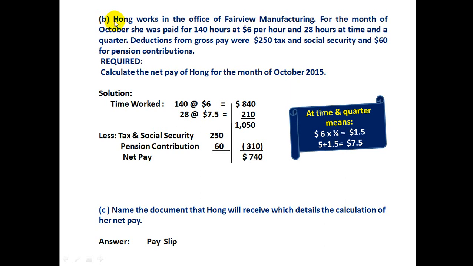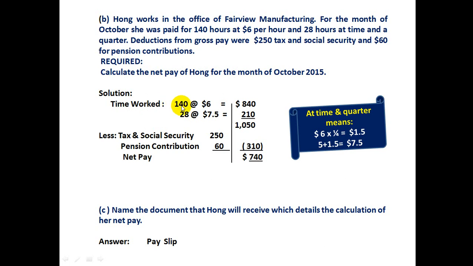Let's talk about the second requirement of the question. Hong works in the office of Fairview manufacturing. For the month of October, she was paid for 140 hours, $6 per hour, and for extra 28 hours she is paid at time and a quarter. Deductions from her salary are $250 tax and social security, $60 for pension contributions. You are required to calculate net pay for Miss Hong for the month of October 2015.